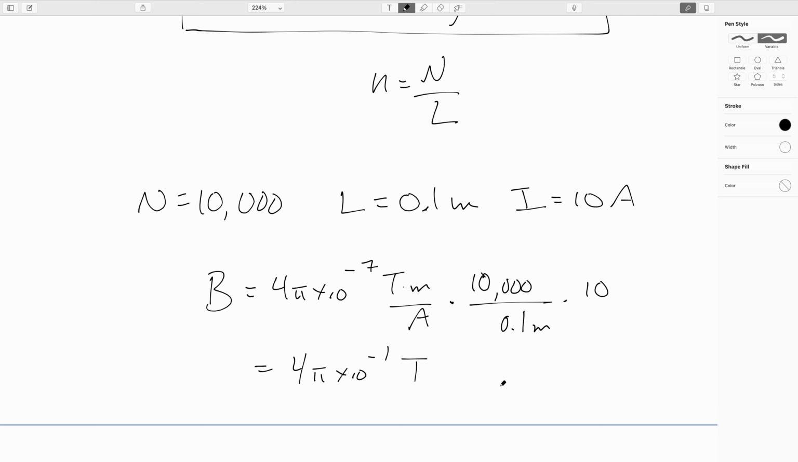Probably more realistic is to use 1,000 turns of wire, but I lack the energy to go back and redo that. But it gives you some sense. With a lot of turns of wire, we can make ourselves a pretty sporty magnetic field.